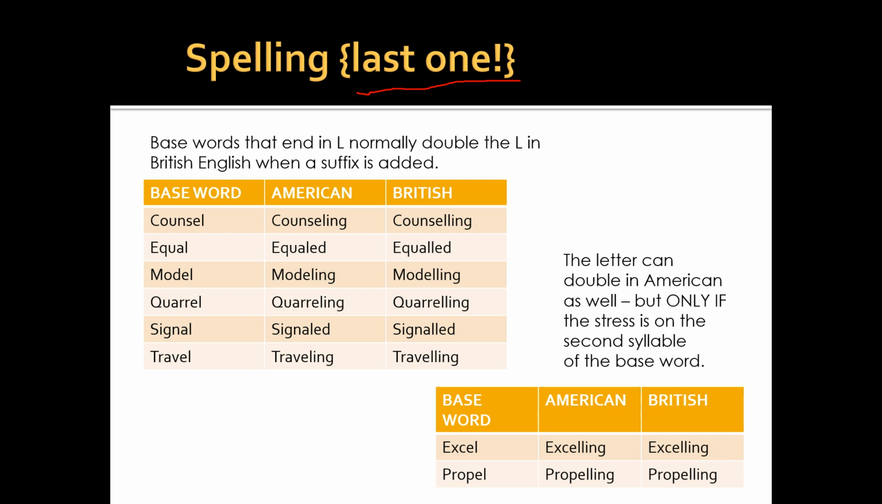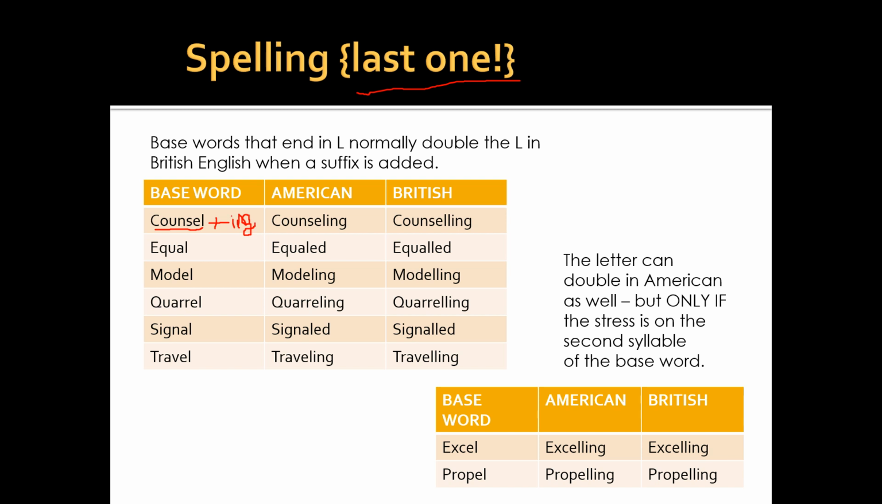So what does it say? Base words that end in L normally double the L in British English when a suffix is added. So what base word? They have a base word and then they add ing. And why can't I just type? It's so hard to write with this.